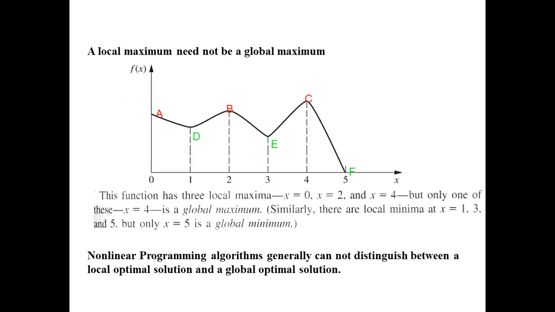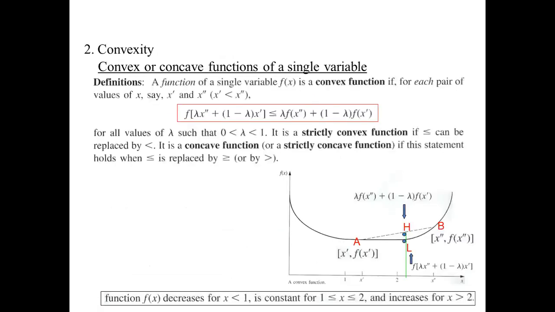So a local maximum, as I said before, or local minimum need not be a global maximum or minimum unless the sufficient conditions are satisfied, such as convexity, usually. So this function has 3 local maximum points at x equal to 0, x equal to 2, and x equal to 4. But only one of these can be a global maximum. And the same is true for the global minimum. So nonlinear programming algorithms usually do not distinguish between a local optimum solution and a global optimum solution.